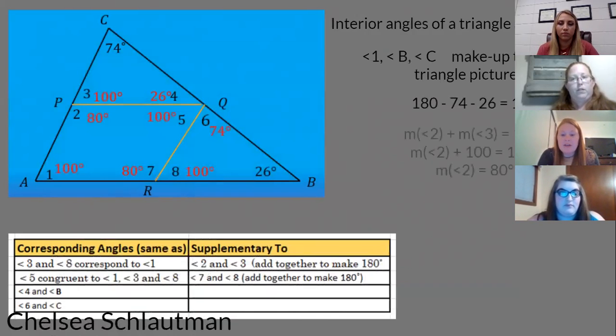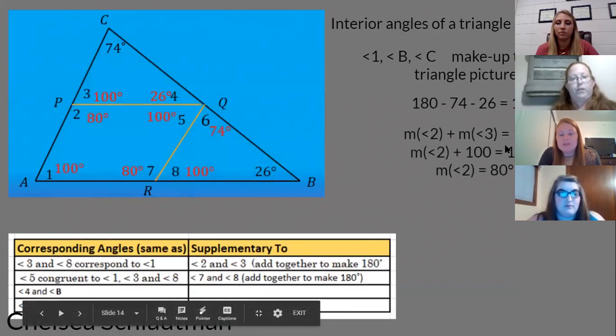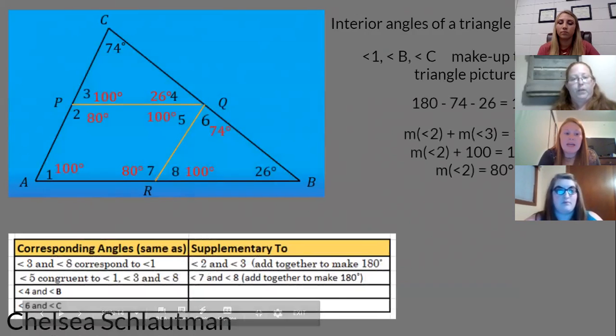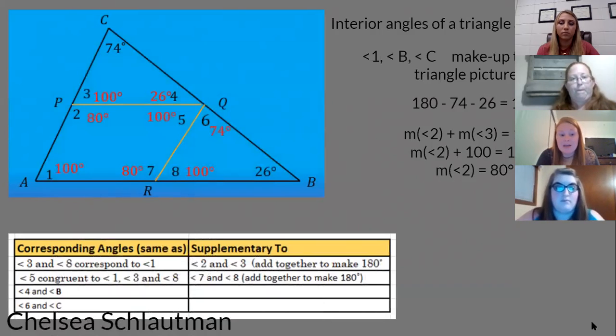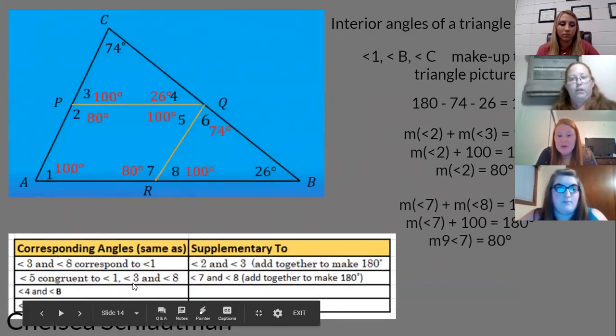Then we're going to see if any of the other angles are supplementary. So we have angle 2 and angle 3. Those two add up to be 180. Angle 2 is 80 degrees and angle 3 is 100. So if we add those two together, they are equal to 180. So they are supplementary. And then we're going to look at angle 7 and angle 8. Those two add up to be 180. 7 is 80 and angle 8 is 100 degrees. So that one is also supplementary.